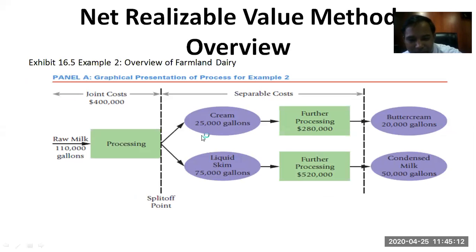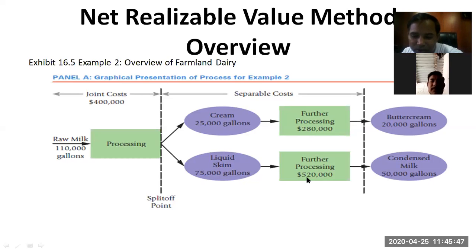Now let us say, for example, this cream and this liquid skim are further processed, and butter cream and condensed milk are produced. In that case, what happens? Cream needs some additional cost to be incurred to produce butter cream, whereas liquid skim is supposed to incur some additional cost to produce condensed milk. So processing cost is given. Now this 280,000 is a clearly identifiable cost of cream, whereas this 520,000 is a part of liquid skim.